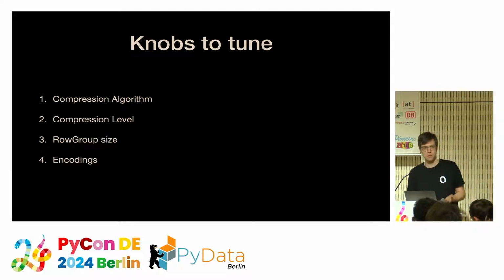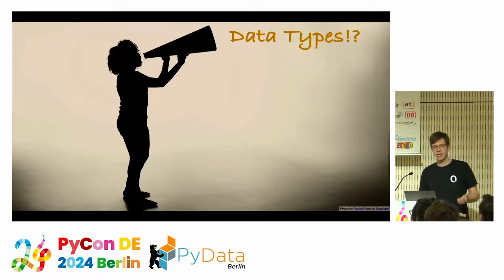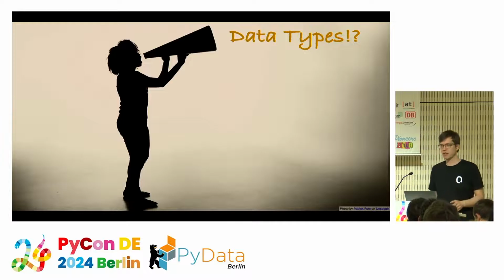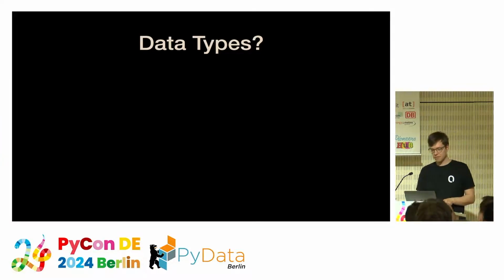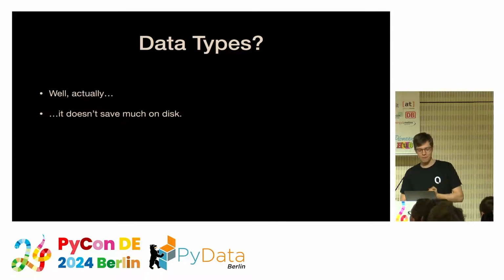One thing that's missing, which is normally in every tutorial on working efficiently with data, is that people will tell you you should tune your data types. The smaller and the more efficiently you store your data, the better processing will go. But in the case of Parquet, it doesn't really save anything on disk. This is actually a really good message, that we don't have to think about data types.